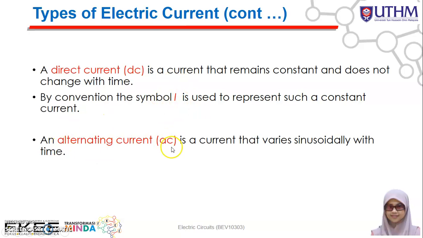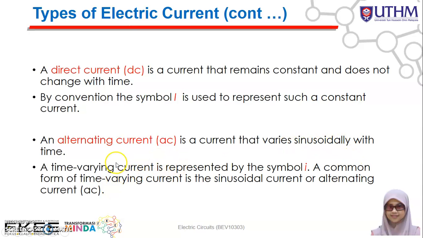Alternating current is a current that varies sinusoidally with time. Okay, so it changes with time. Usually we represent the AC current by the symbol of a small letter i.